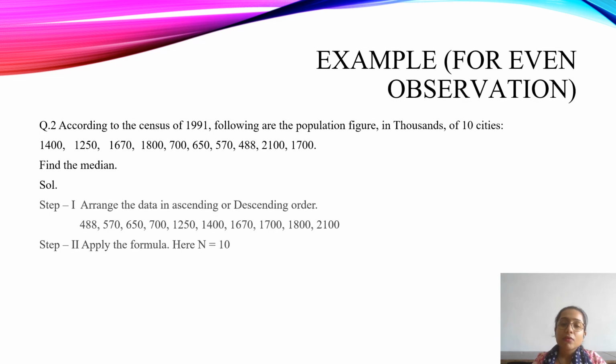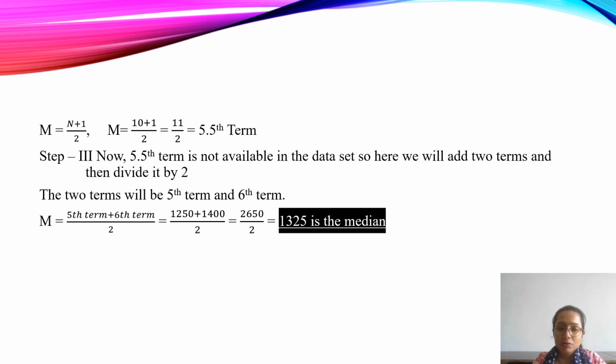Okay, for the even observations, again you have to arrange the data in ascending or descending order. As you can see in the question, n is 10, so the number of observations is 10 here. The second step is the same: apply the formula. For even observations, you will always get the answer in decimal form. Just like here you are getting the 5.5th term.